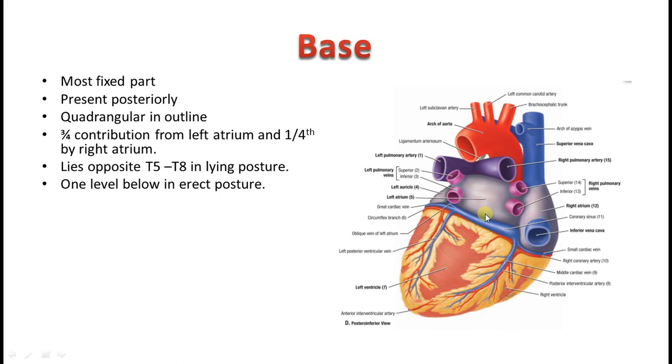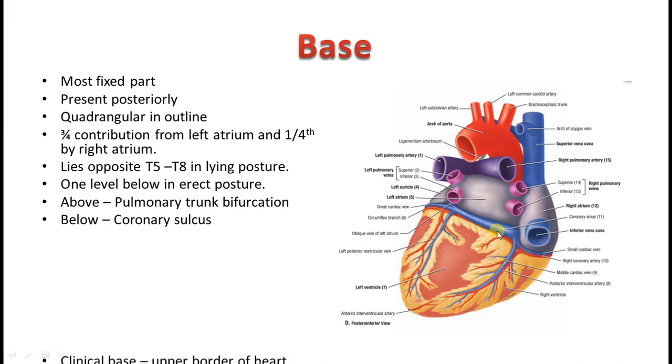The boundaries of the base of the heart: above it is the bifurcation of the pulmonary trunk. Below, it is separated from the ventricles by the coronary sulcus, or the atrioventricular sulcus or groove. It is called the coronary sulcus because it lodges the coronary sinus, the venous channel draining the heart. So below it is limited by the coronary sinus.